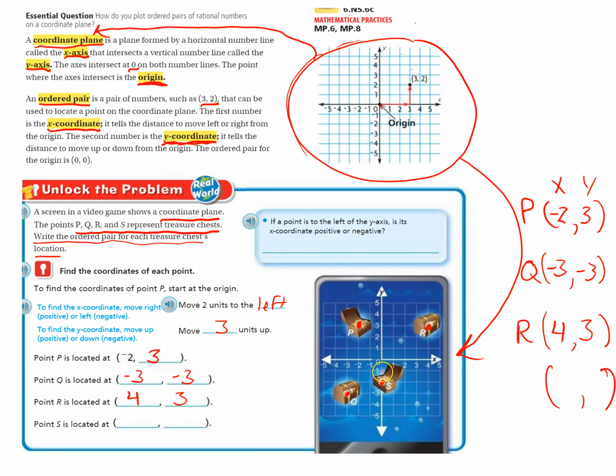Okay, and lastly, point S. On the x-axis, to get to S, we don't need to move right or left. It's right below us. So it's 0. Now we're ready to move up or down. In this case, to get to S, we have to move down. And we move down 1, 2 places. That's point S. So S is located at 0 on the x-axis. We didn't have to move right or left to get there. And we had to move down 2 on the y-axis.